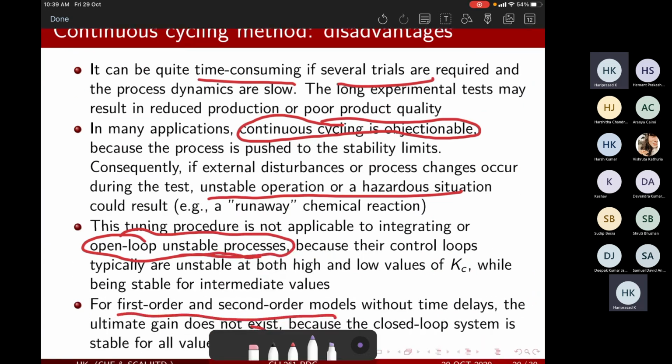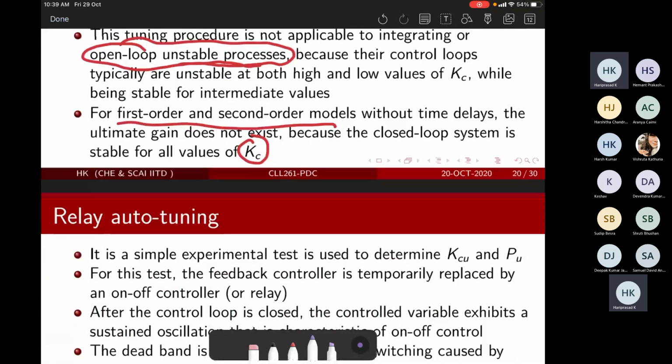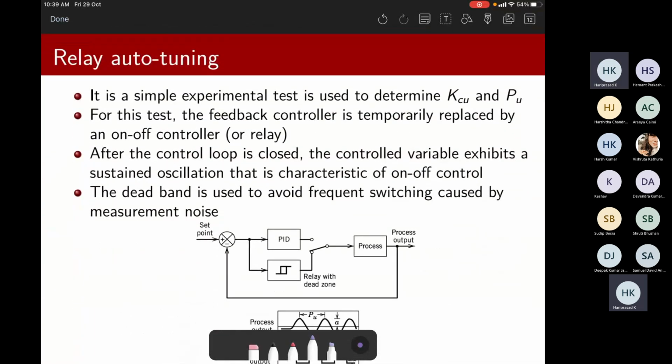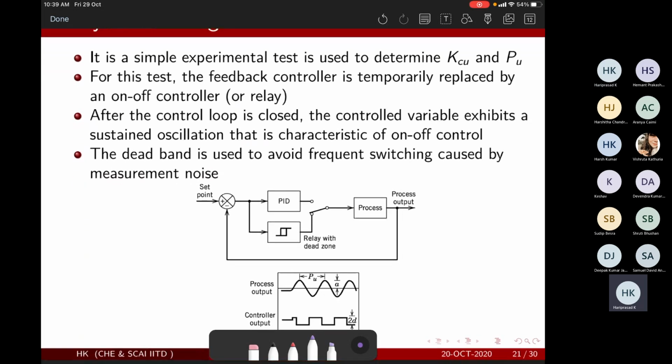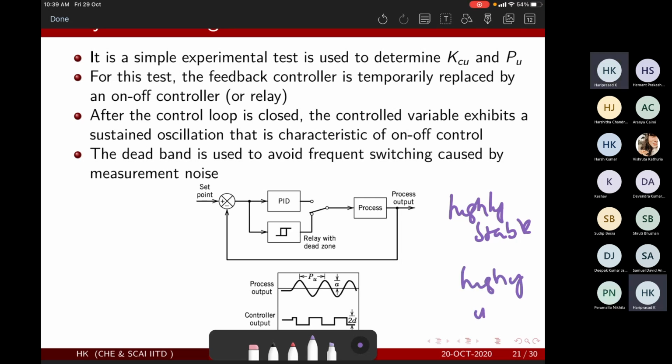Somebody has proposed a milder alternative to the sustained oscillation case. So what does this milder alternative mean? The problem here is two cases. One is highly stable, where you may not be able to impart an oscillation. The other is highly unstable. So these are the two extremes. Highly unstable means if you start doing something, things go out of control.